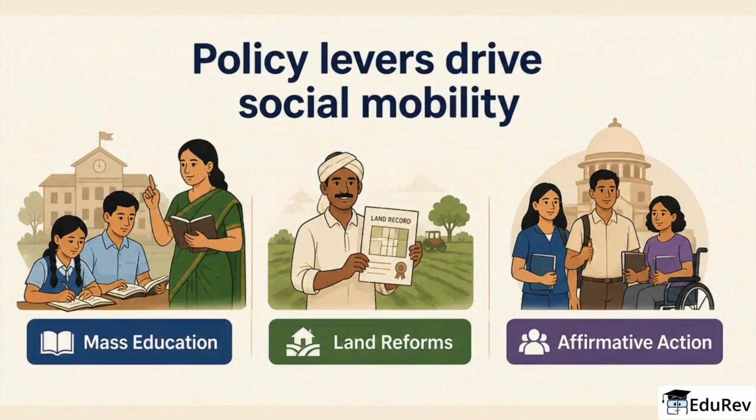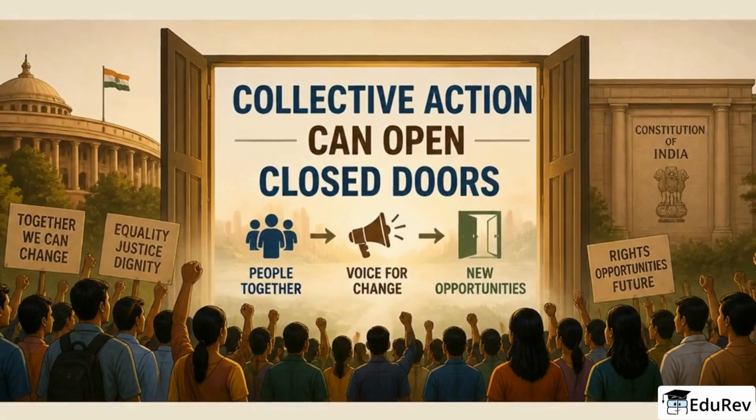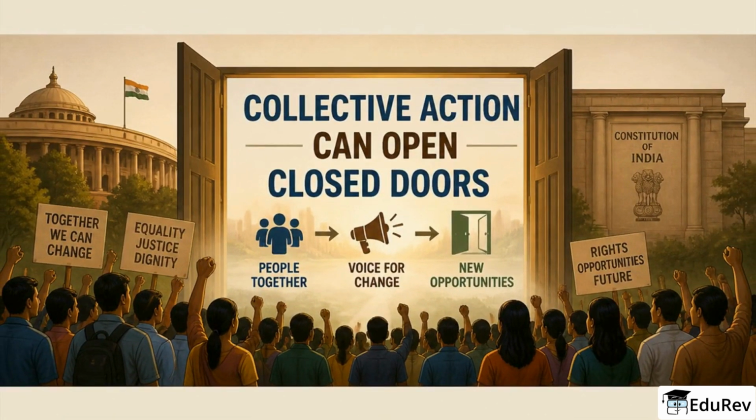Policy levers matter too. Mass education, land reforms, and affirmative action have historically widened access and improved mobility for disadvantaged groups. Collective action, social movements, and political change can also open doors that were previously closed. So don't ignore political and legal contexts in your answers.